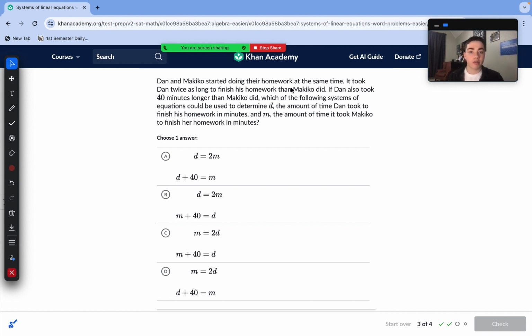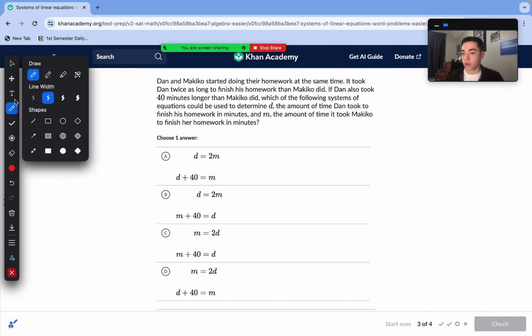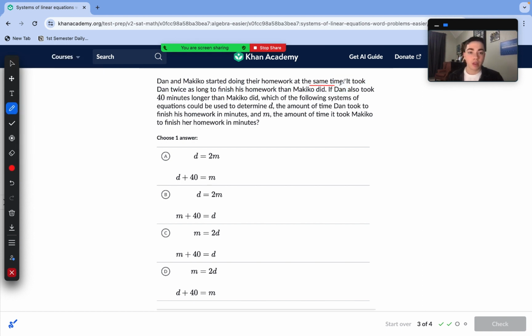Dan and Makiko started doing their homework at the same time. Switch to our pen here. It took Dan twice as long to finish his homework as Makiko did. If Dan also took 40 minutes longer than Makiko did, which of the following systems of equations could be used to determine D, the amount of time? Okay, the rest of the word problem is irrelevant because we have enough information to form our two equations.